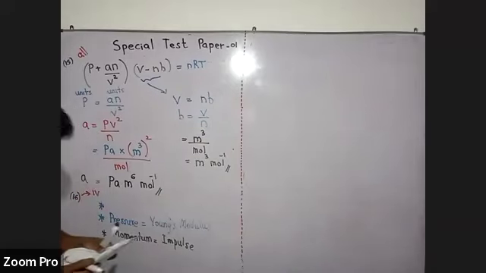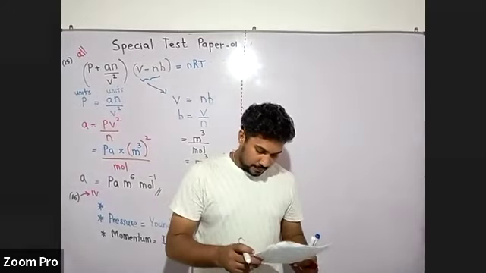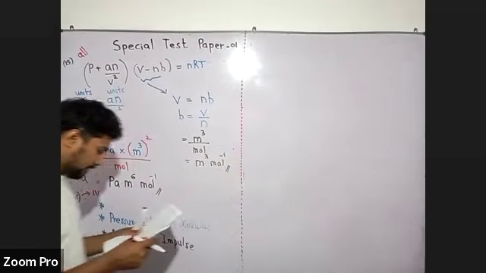The answer is the fourth one, because impulse and moment have the same set of dimensions, right? Let's move on to the other one.